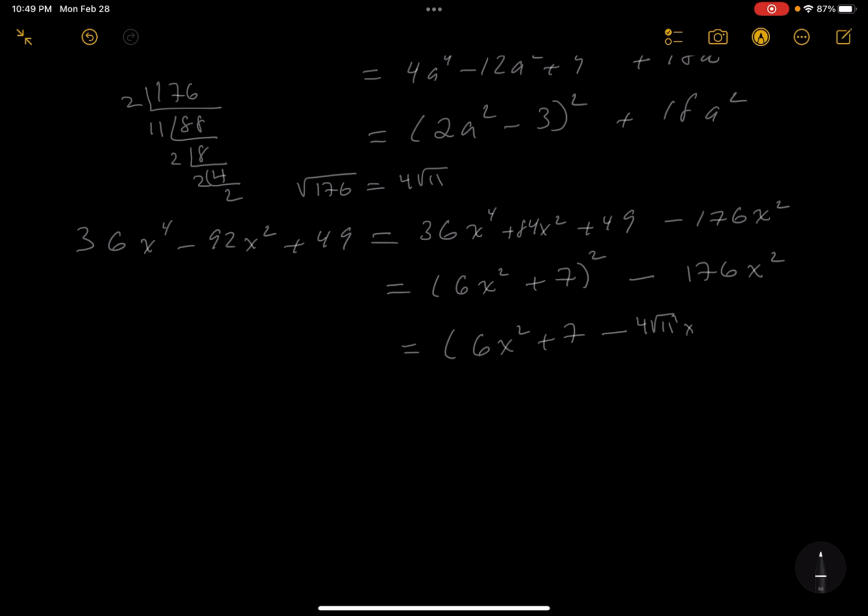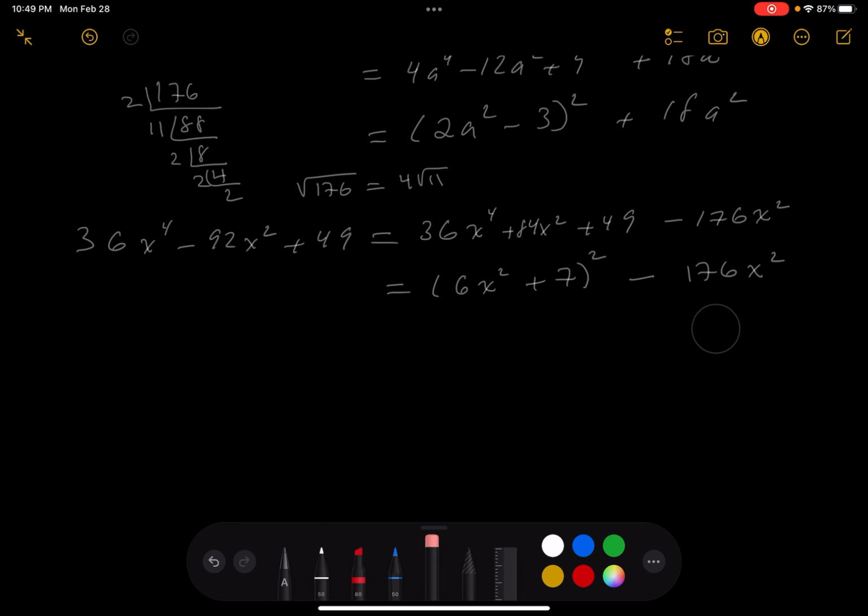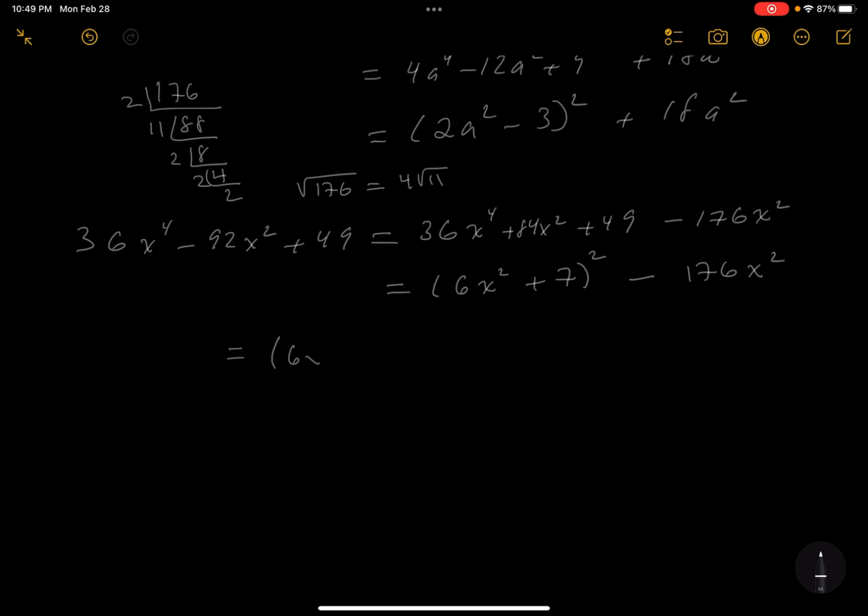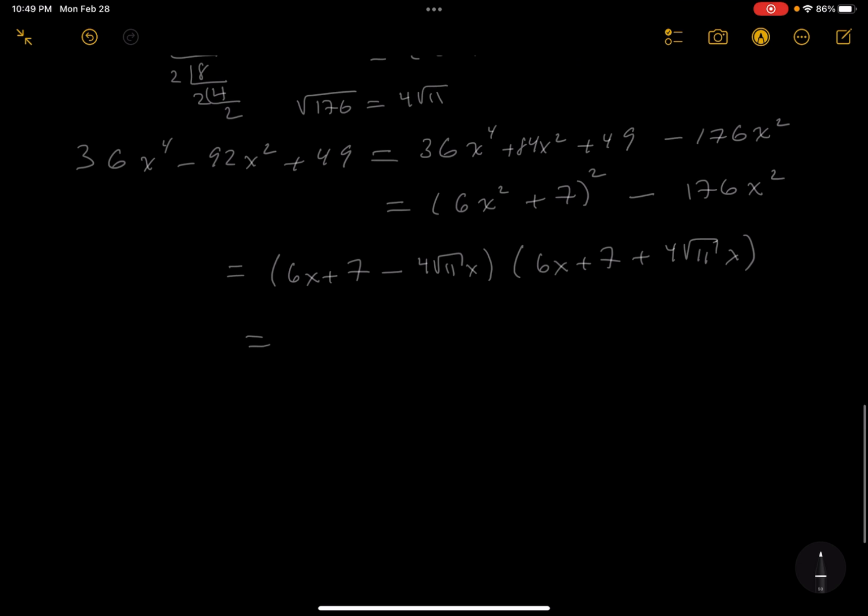You know what? I'm running out of room, so I'm going to get my eraser out again. And I'm just going to move the equal sign over here now. So I'm going to say 6x plus 7 minus 4 root 11x and 6x plus 7 plus 4 root 11x. Let's write this down in order. So it's going to be 6x minus 4 root 11x plus 7, 6x plus 4 root 11x plus 7. Put a box on that.